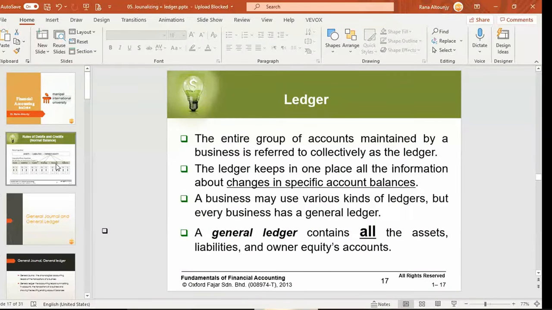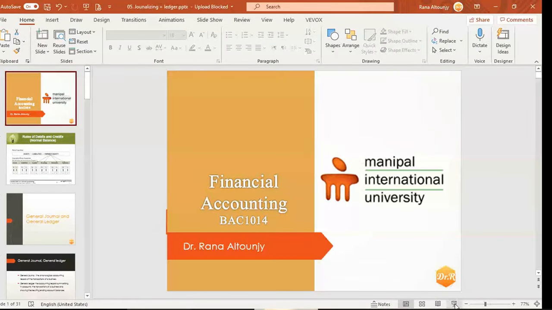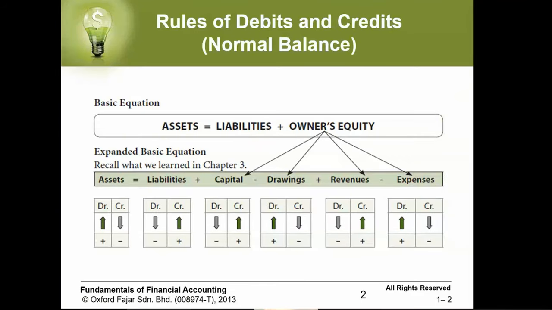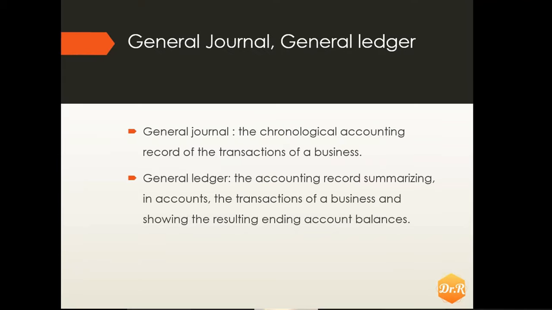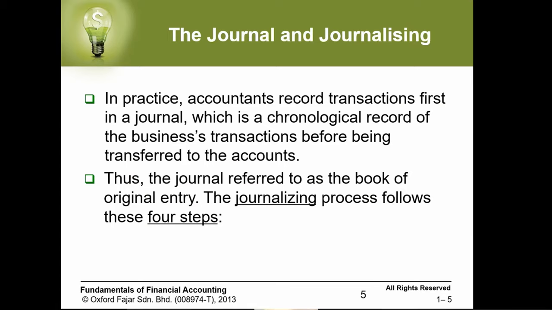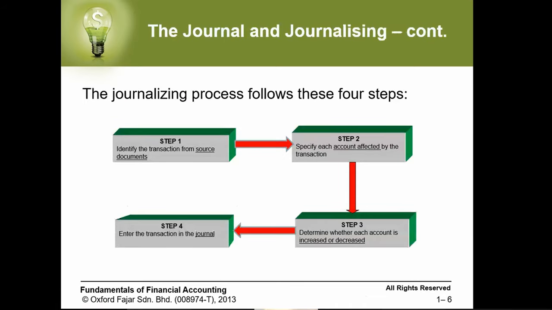So if you remember, we were talking about the ledger, and we talked about the debit and the credit. And we talked about how to write in the journal and how to post in the ledger. Those things we have here in these slides. It's a kind of revision of the debit and credit details. It's about the general journal and general ledger, and how we can record our transactions. What are the steps?